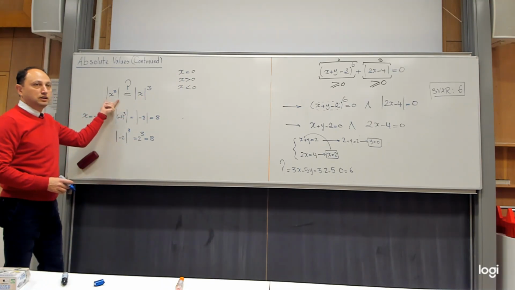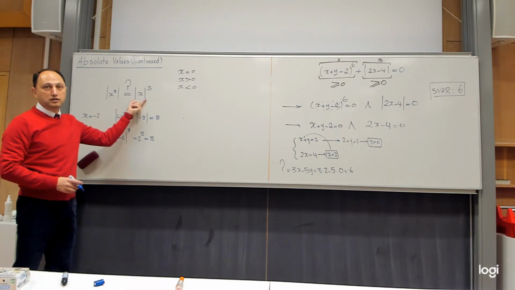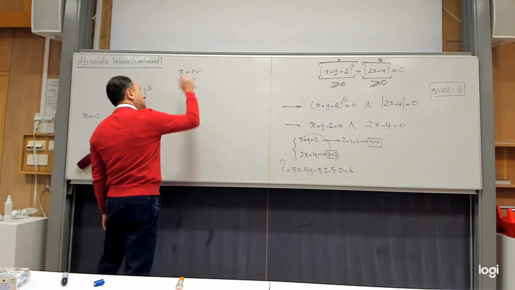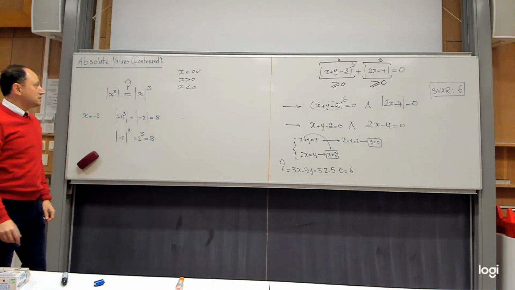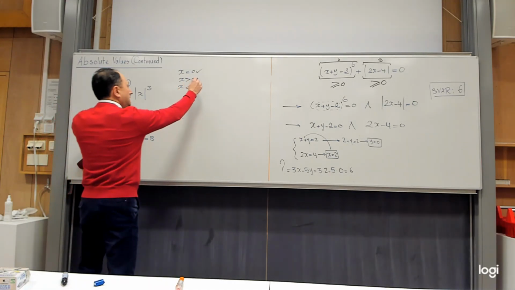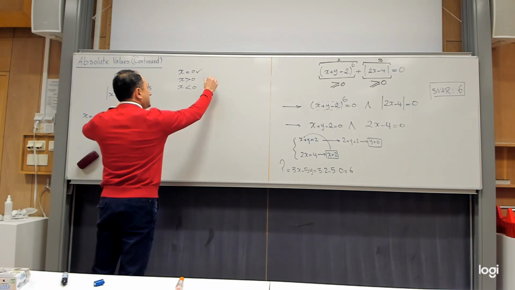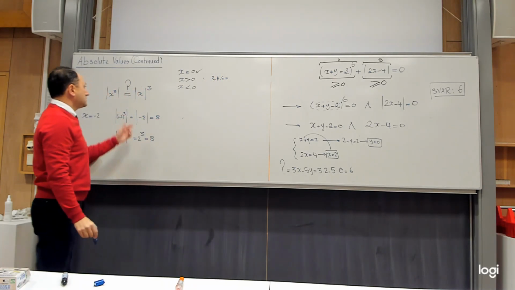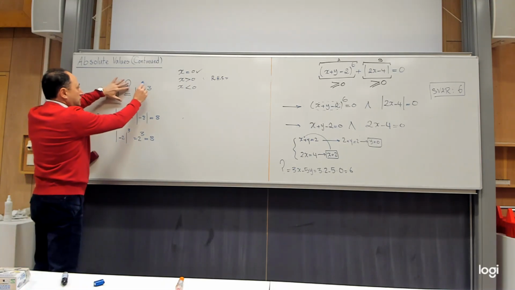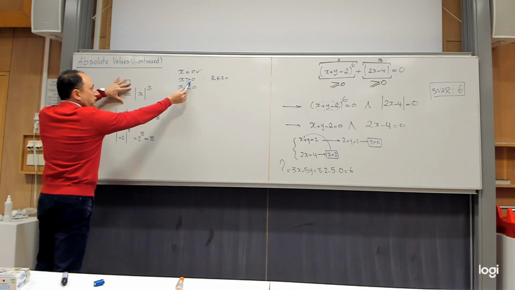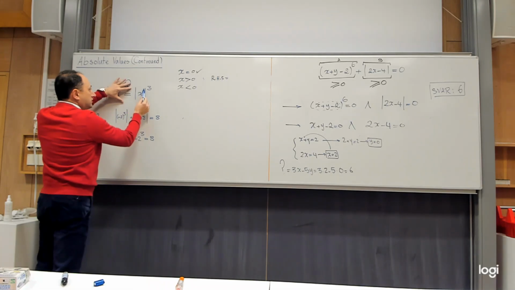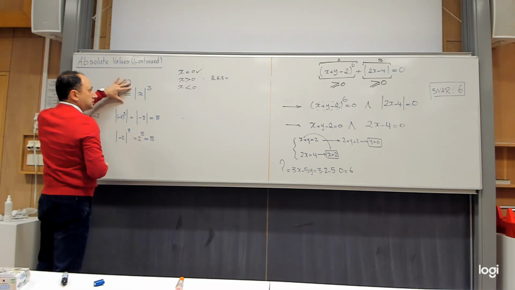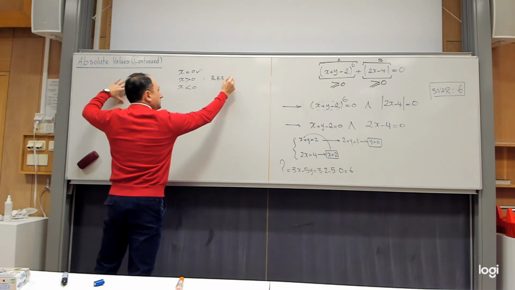What is the answer on the left? 0. What's the answer on the right? 0. So in this case, no problem. If x is positive, can you just tell me first the right-hand side? If x is positive, what can I write instead of the absolute value of x? x. And then I have power 3.